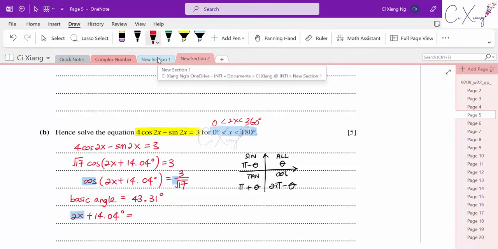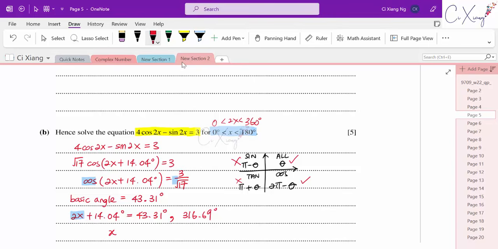I'm looking for cos positive. Therefore, to get the cos positive quadrant, in the first quadrant, cos is positive. Therefore, I want to answer for the 43.31, which is the basic angle. Okay, for the second quadrant, cos is not positive, so I ignore it. For the third quadrant, cos is also not positive, so I ignore it. And for the last quadrant, cos is positive. Therefore, I want to answer from this part. And to get the answer from this part, you should take 2 pi minus the basic angle. When I take 2 pi minus the basic angle, I'm having 316.69.